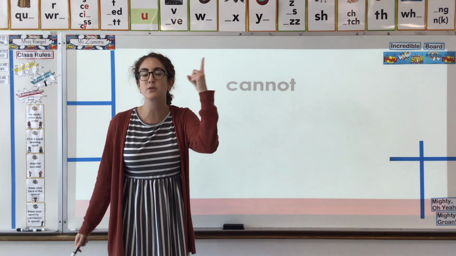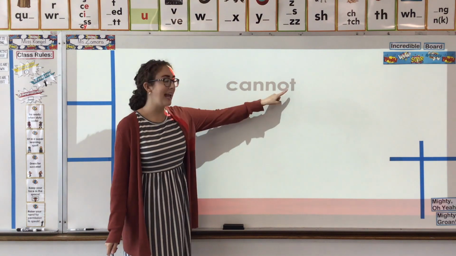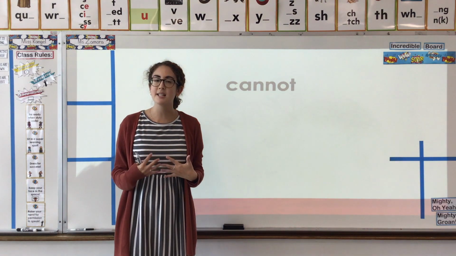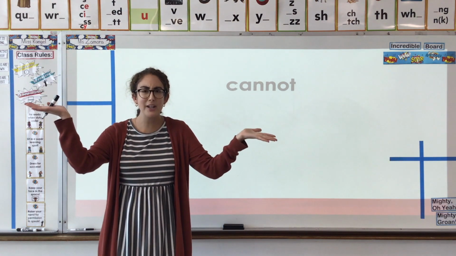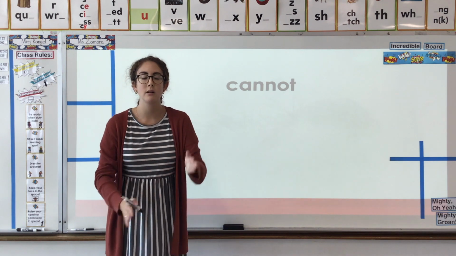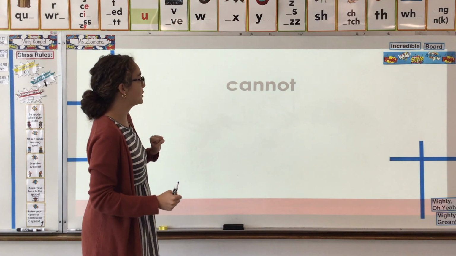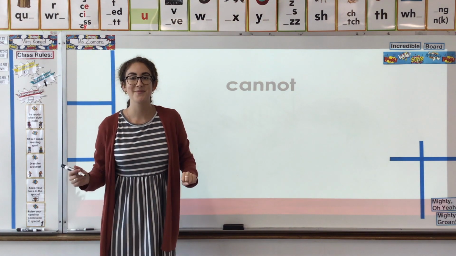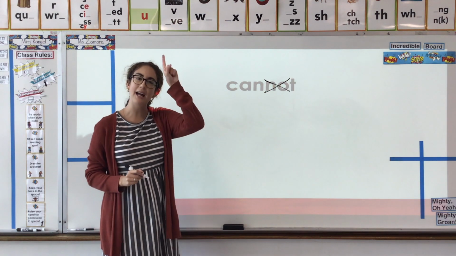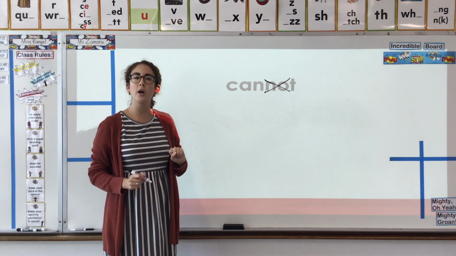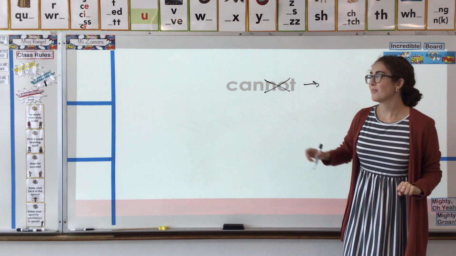Okay, this contraction is one of those tricky ones we had to look at earlier. Cannot. Cannot. I want to write a sentence with cannot, but as a contraction. So how am I going to turn cannot into a contraction? What letters will be replaced? There's going to be 2 of them. What 2 letters? The second N and the O are going to be replaced with that apostrophe. So what word would that turn into? Can't.